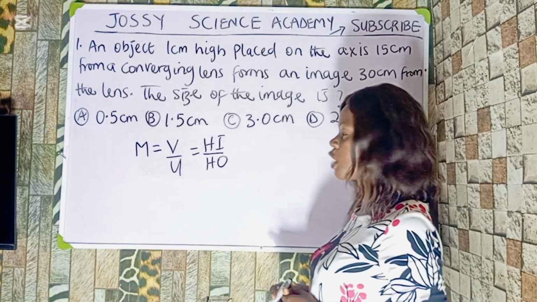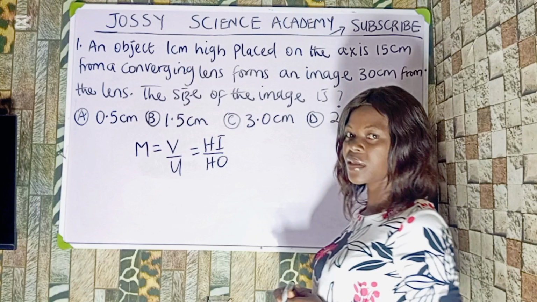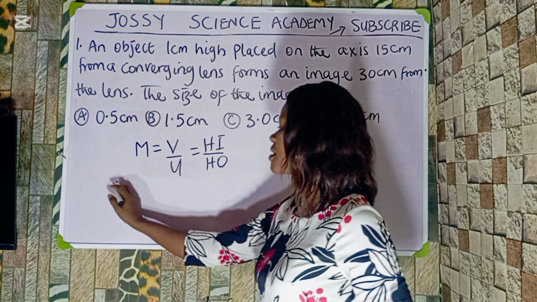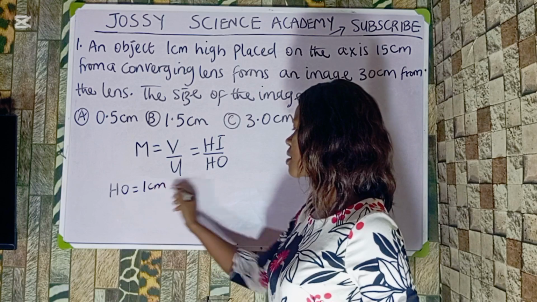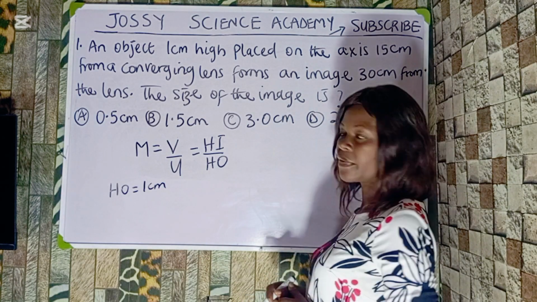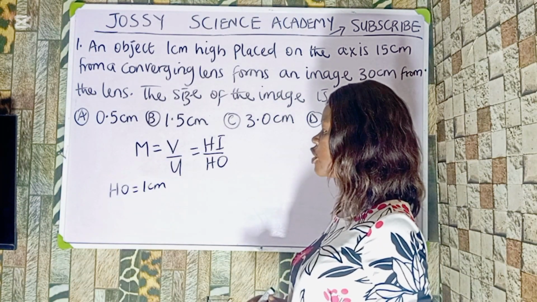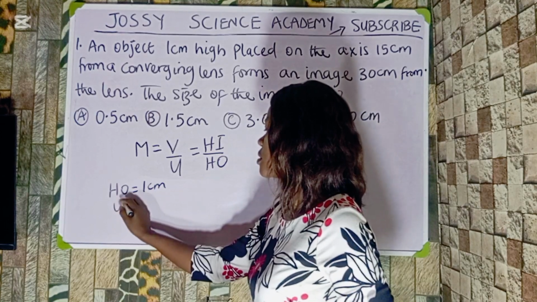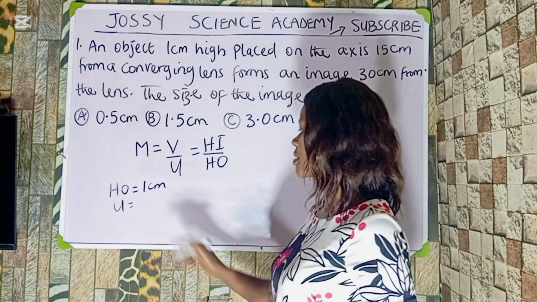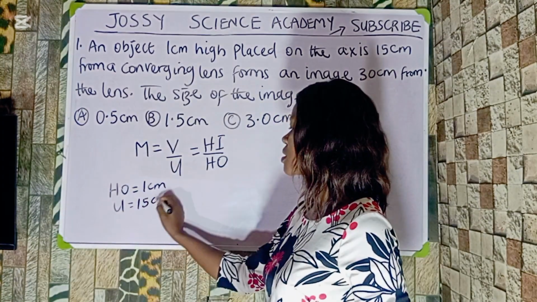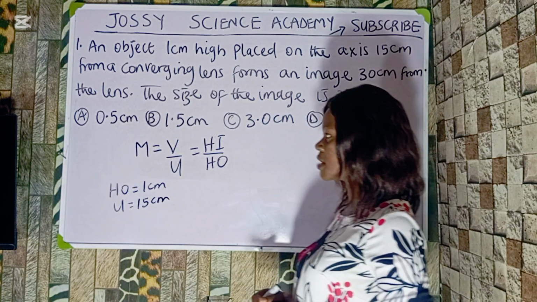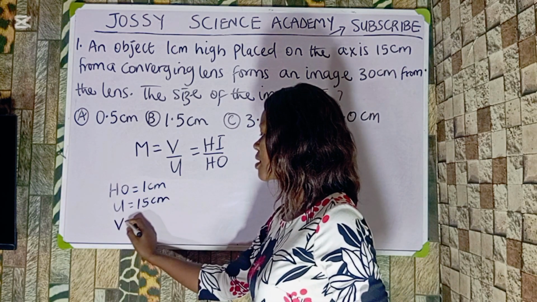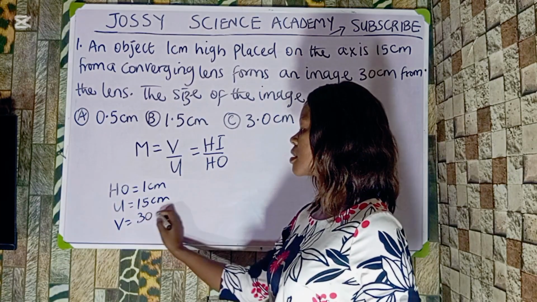Now let's set our parameters. We have an object 1 centimeter high, right? So the height of the object is equal to 1 centimeter, and it is placed 15 centimeters from a converging lens. Now the object distance is 15 what? Centimeters. Now it forms an image 30 centimeters from the lens. So the image distance is 30 centimeters.